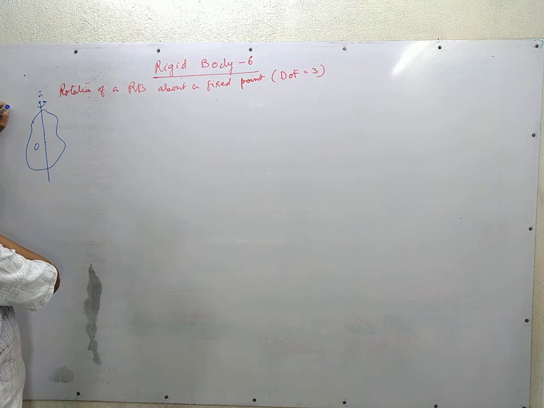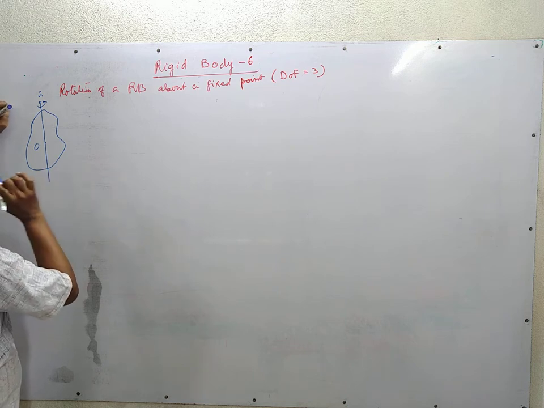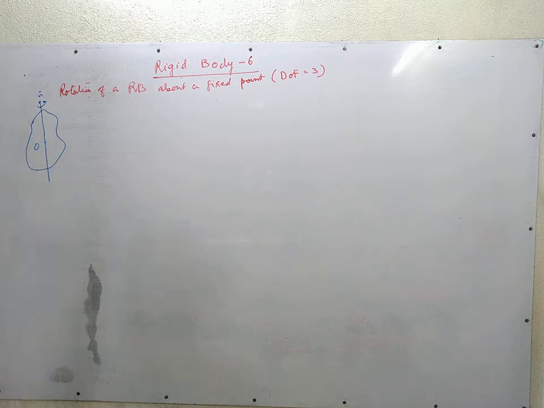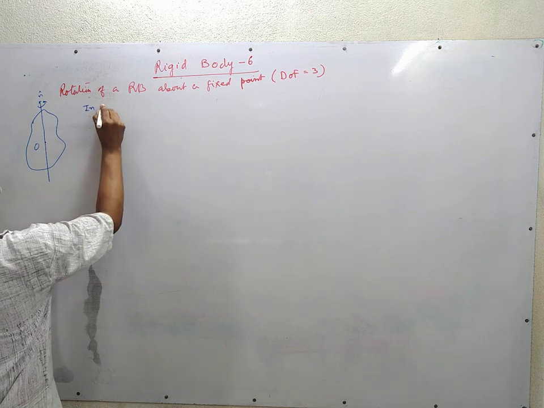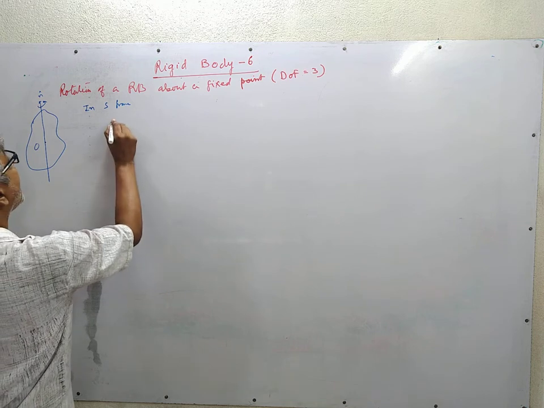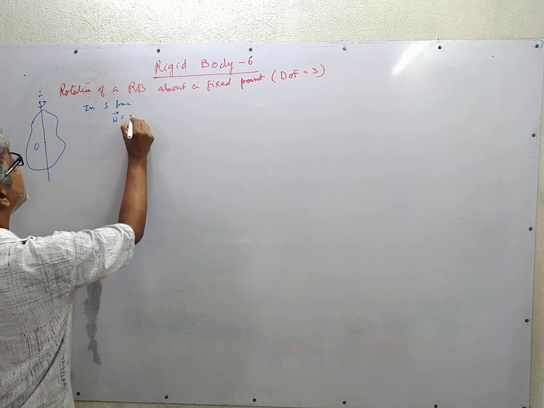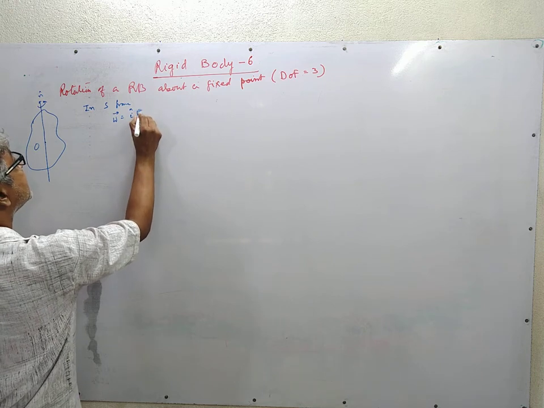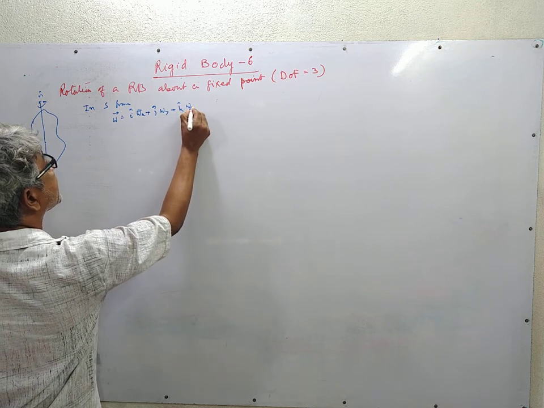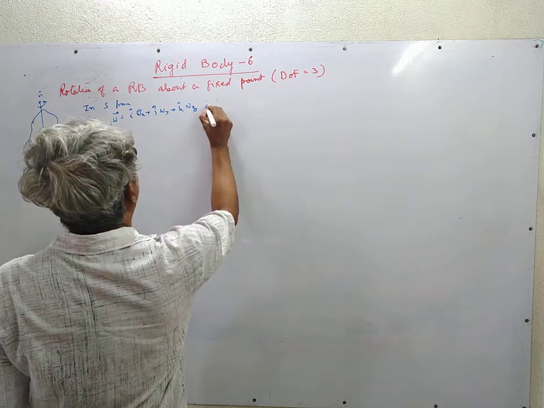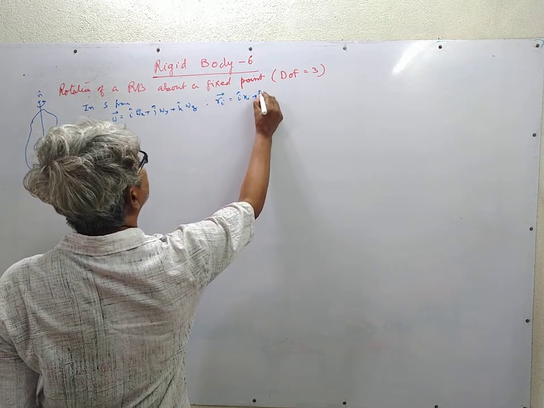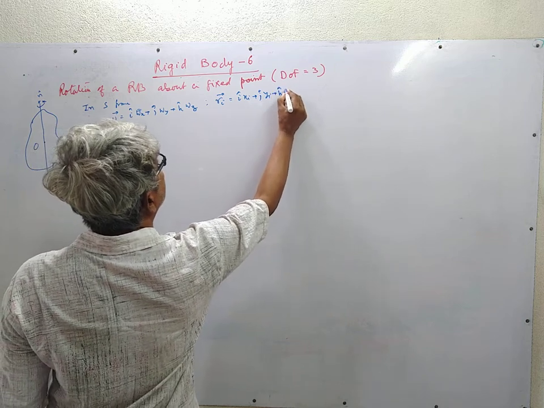If we select a frame, S frame, an inertial frame, which has the same origin as O, then in S frame we have omega equal to i cap omega x plus j cap omega y plus k cap omega z, and the position vector of the ith particle is i cap xi plus j cap yi plus k cap zi.